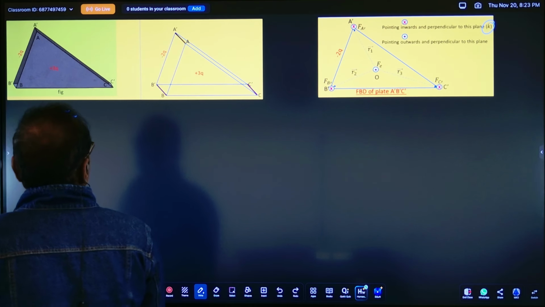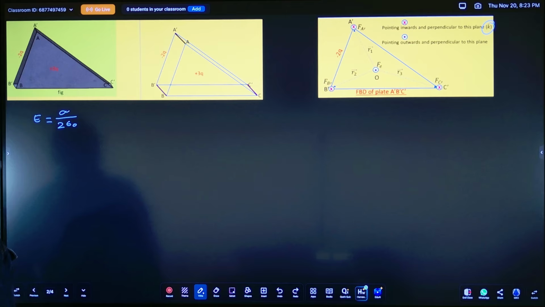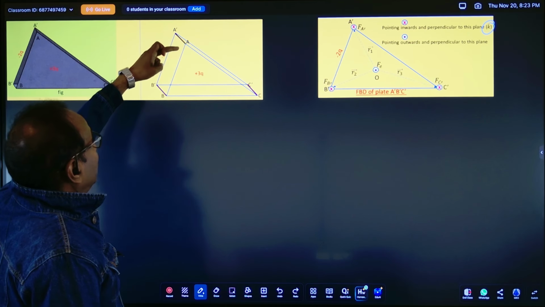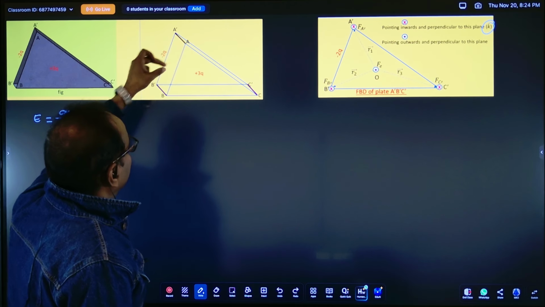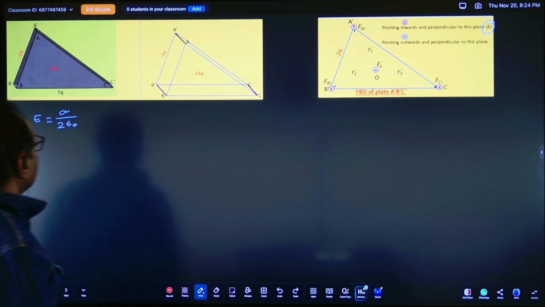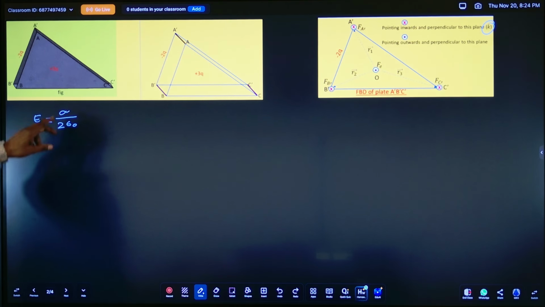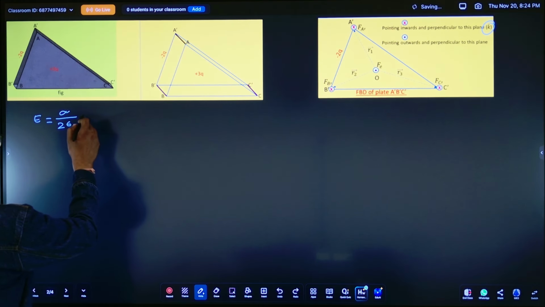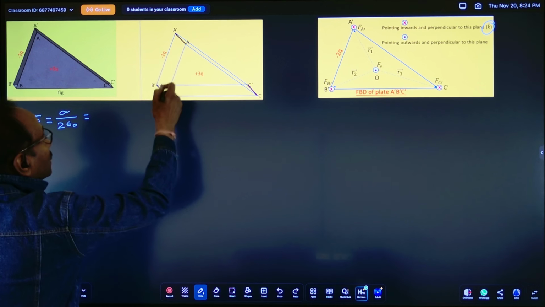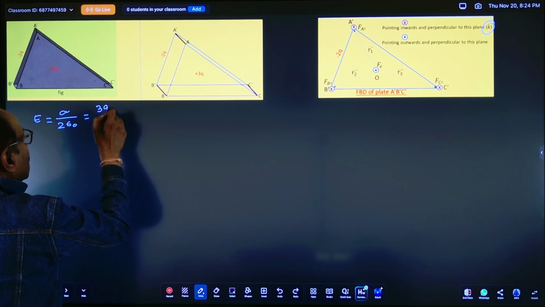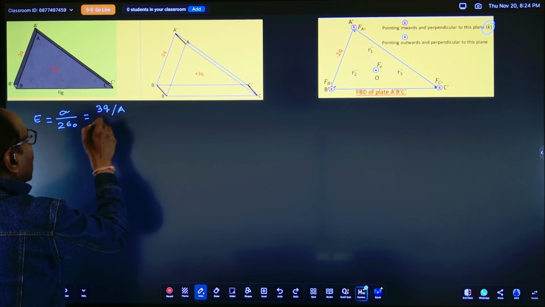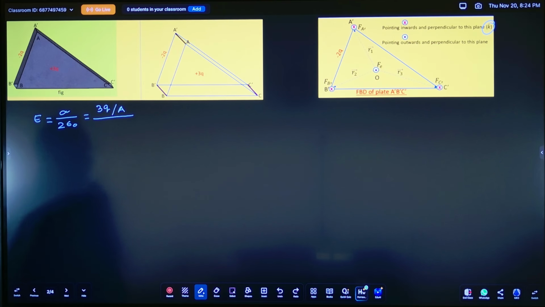So if we say the electric field intensity because of the plate ABC in between is sigma by 2 epsilon naught. So sigma will be the total charge on the plate ABC, that is 3q, divided by its area, where sigma is the charge density.